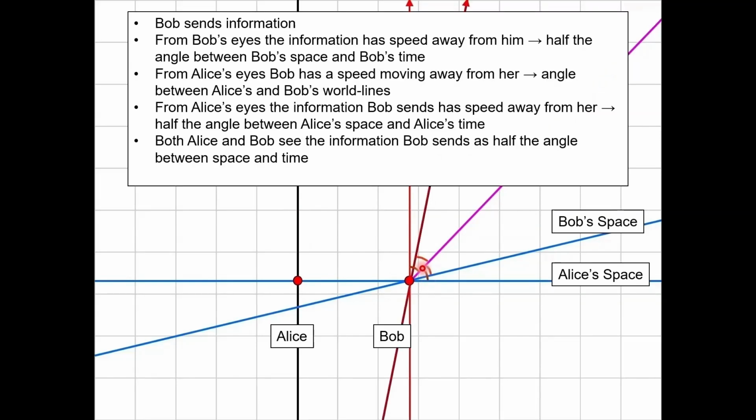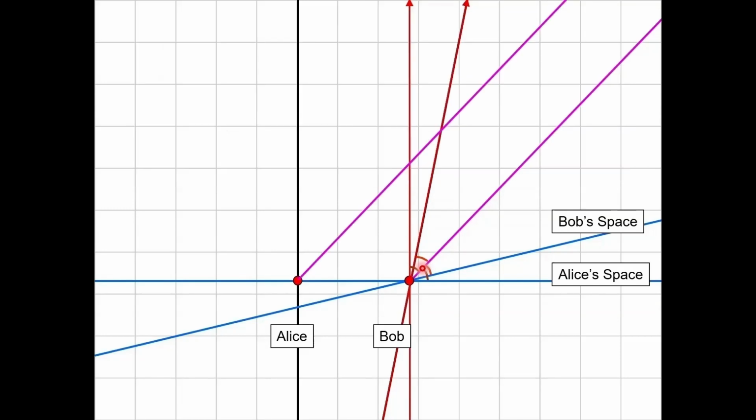And this means that both Alice and Bob see the information Bob sends as half the angle between space and time. They see the information track behaving in the same way, moving away from them at half the angle between their time and space. Now Alice sends information. So Alice sends the information over here that starts from this point over here. And again, it's the half angle between Alice's time and Alice's space.